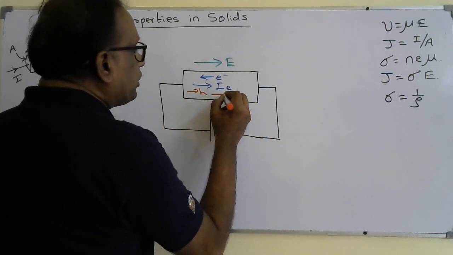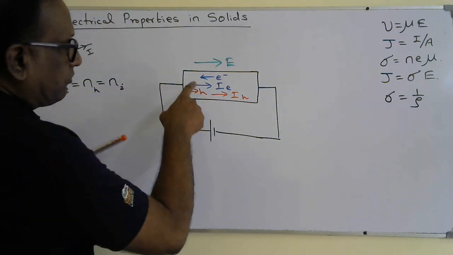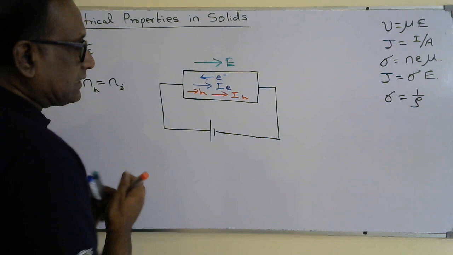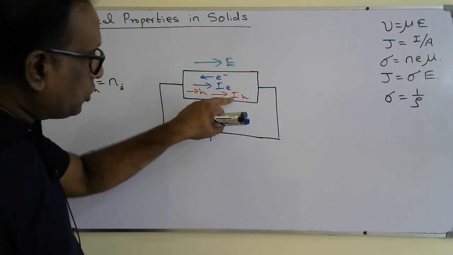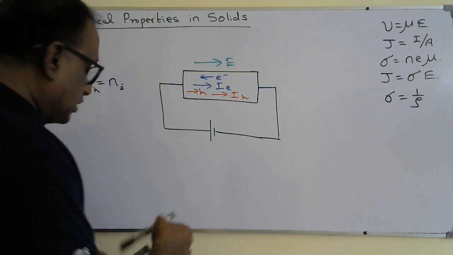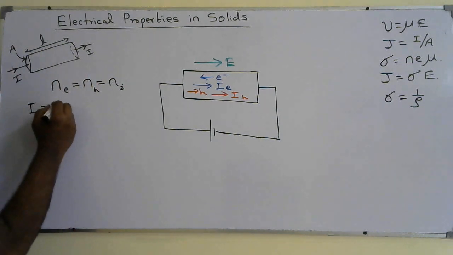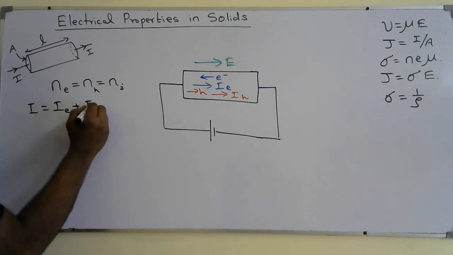So the current flow due to holes will be towards the right. Now you can see the direction of current flow due to conduction electrons and the current flow due to holes in the valence band, both are to the right. So I can say the total current flow in an intrinsic semiconductor is I equal to Ie plus Ih.